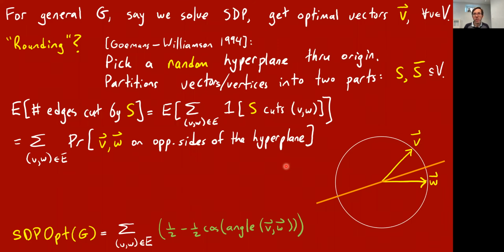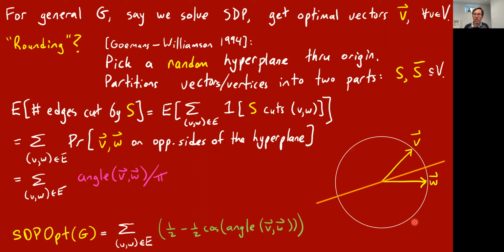And once you have this geometric realization, it turns out there's a very simple expression for this probability. You see, there's basically 180 degrees of possibility for how this orange line rotates. And the event that they get split occupies an angle equal to the angle between V and W. So what I'm saying here is that once you fix V and W, the probability that they're split by a random hyperplane through the origin is precisely their angle divided by pi, or 180 degrees.